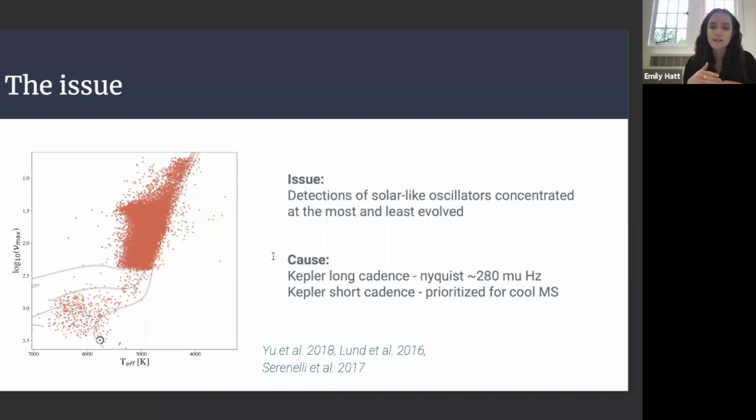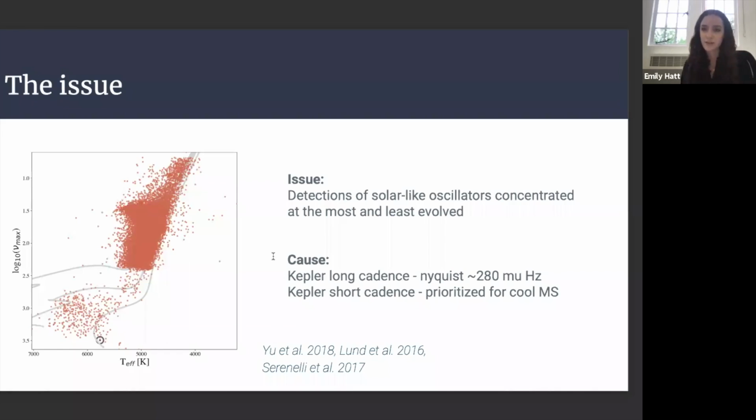Now, in frequency space, that corresponds to a Nyquist limit of about 280 microhertz. Or the star was observed in short cadence, where the cadence is much shorter. It's about a minute, shifting the Nyquist all the way up to 8,000 microhertz. So for solar type oscillators and red giant branch stars, you're looking at frequencies below about 500 microhertz, meaning they're detectable both in long and short cadence, certainly in the more evolved cases. Whereas on the main sequence, you're looking at frequencies above a few thousand microhertz, meaning they are only really detectable in short cadence observations.